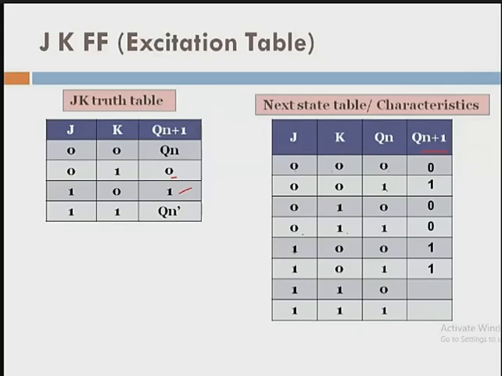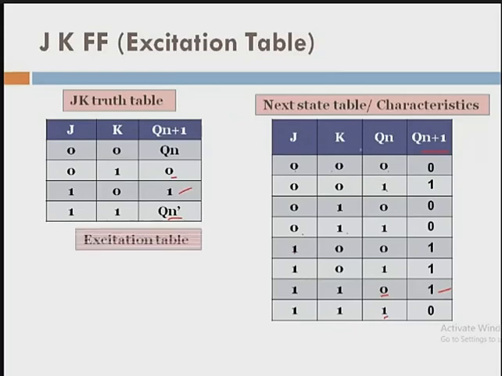Now when we consider the 1 1 value, J equal to 1 and K equal to 1, it's a toggle, so it depends on Qn bar. Here Qn is equal to 0, so Qn bar for this case is 1. Write down the value 1 here, because it depends on Qn bar, that is the toggle condition. Again in the 1 1 situation, it depends on Qn bar, but for this case Qn is 1, so Qn bar will be 0. Write down this 0 here. In this way you have to complete your characteristic table.